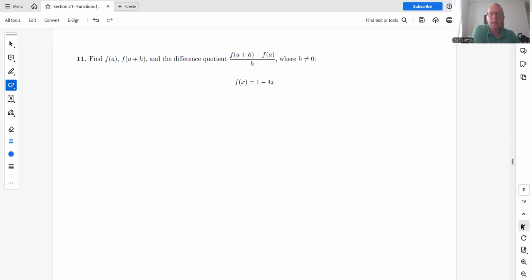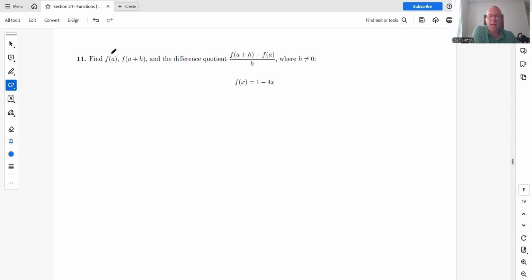All right, number 11, difference quotient. Now, if you're going to take calculus, this is an idea that you need to familiarize yourself with, finding the difference quotient. This has to do with slope, although we won't really get into that here. But this does have to do with the slope.